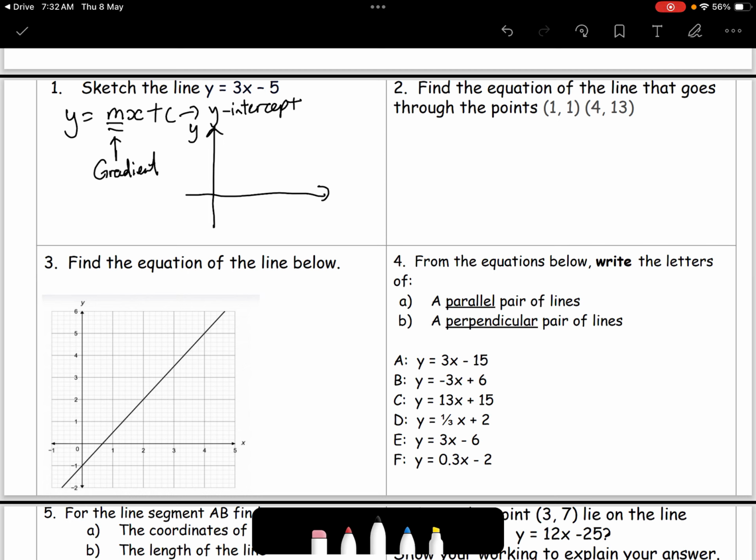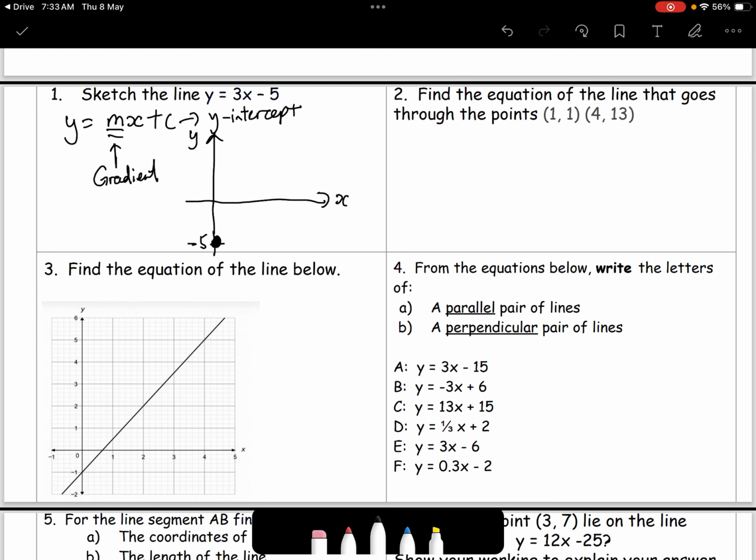So if I'm going to sketch this graph, I'll put the y-axis on the vertical axis and the x on the horizontal axis. Now we do know that the y-intercept is basically where the line cuts the y-axis. So the first point that you could plot would be at -5 on the y-axis. Now we do know that the gradient is 3. Firstly, this is a positive gradient, so we know that the line goes in this direction.